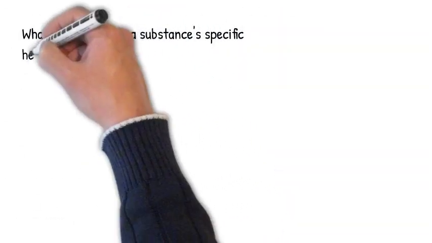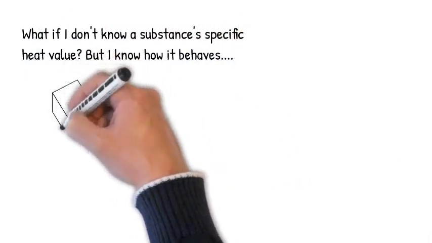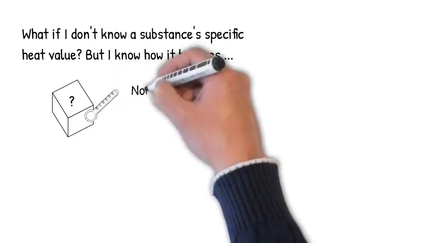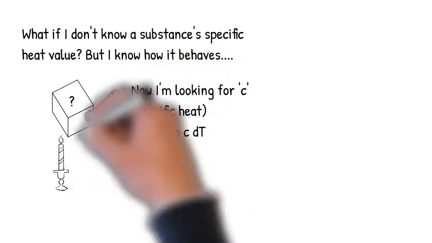What if I don't know a substance's specific heat value? But I do know what happens when I add heat to it. Here's an unknown substance. Now I'm looking for C. I want to know the specific heat from the Q equals mc delta T.